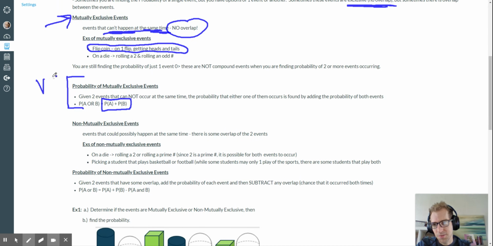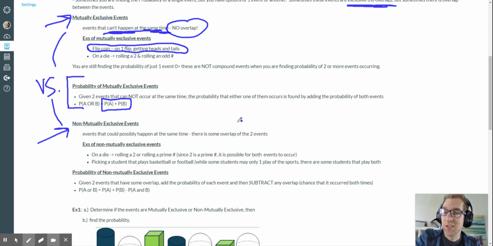Versus, that was mutually exclusive. Versus here, non-mutually exclusive would be events that could possibly happen at the same time. So there is some overlap between the events in this case. So maybe we go to a die here. You could roll a 2, or maybe rolling a prime number, for example. So obviously 2 is a prime number. So there's some overlap there.